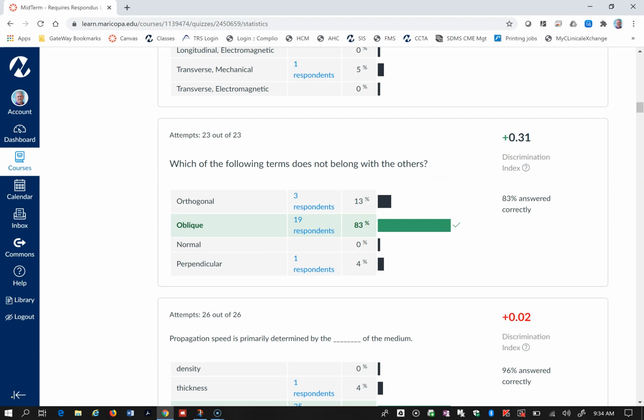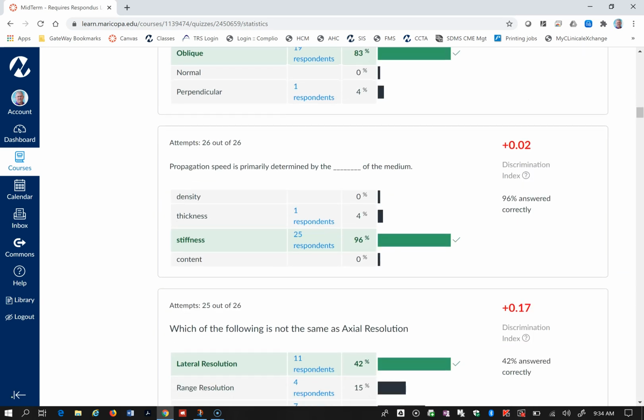Which of the following terms does not belong with the others? Normal, orthogonal, perpendicular, and right angle are all different terms for a right angle. Oblique is the one that does not fit, so oblique is the correct answer. Propagation speed is determined primarily by the stiffness of the medium, and we've gone over that several times. Density does play a role in the propagation speed, but not nearly as much as stiffness.